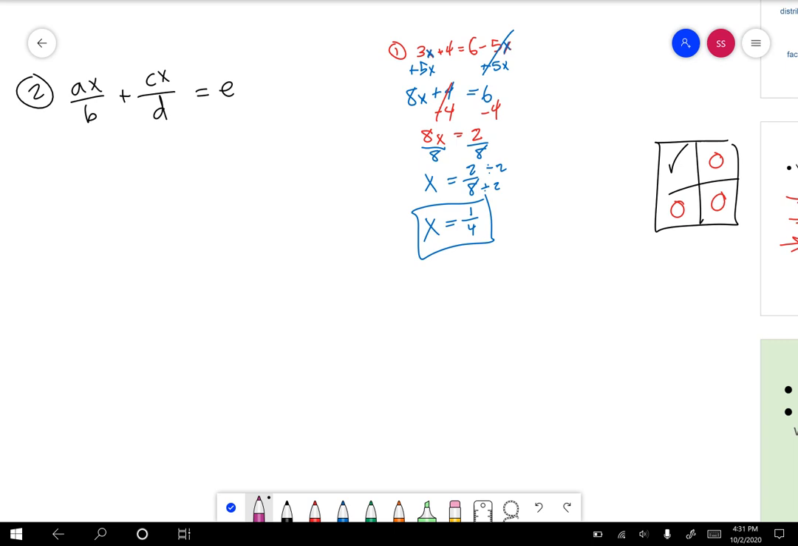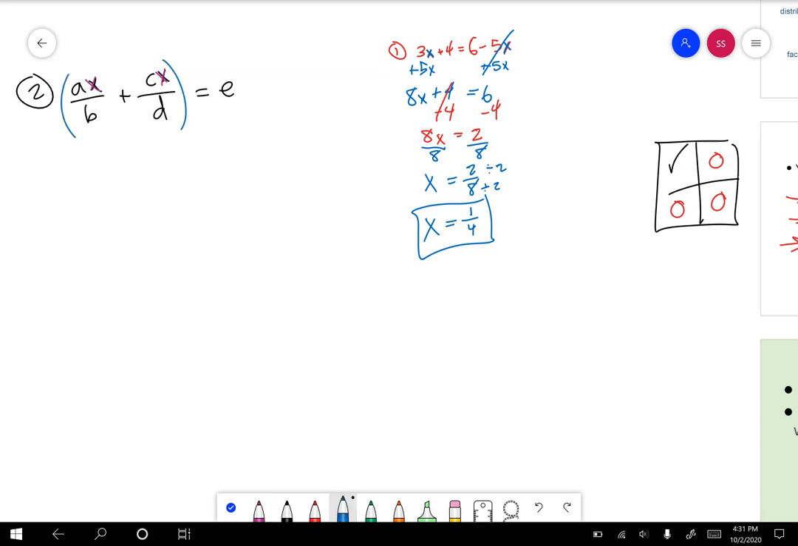A few ways you could do it. You could notice that both the x terms are being divided by b and d. Okay. So what we could do to get rid of the b and d, to simplify that side, would be to multiply by b and d.